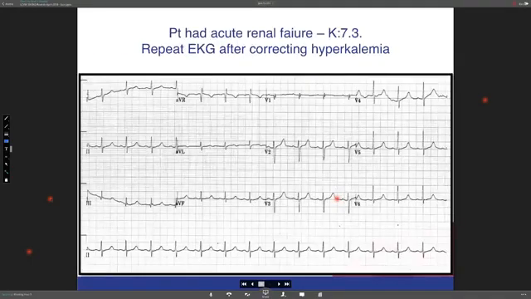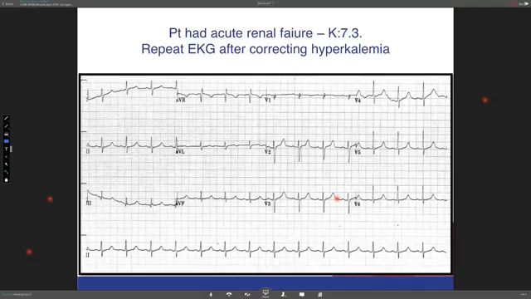So the patient has acute renal failure because of rhabdomyolysis. His potassium was 7.3. The patient has a pH of 7.2. His sodium, I think, was in the 138, 139 range. So the patient's potassium was elevated. They fixed the potassium. They gave him insulin and glucose and calcium. And then this is an hour and a half later.